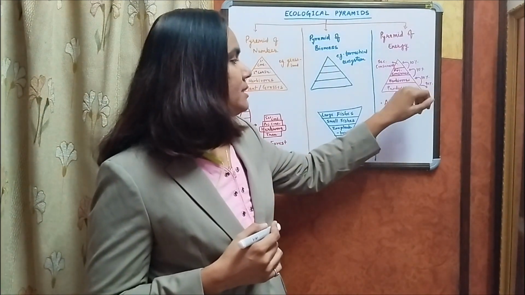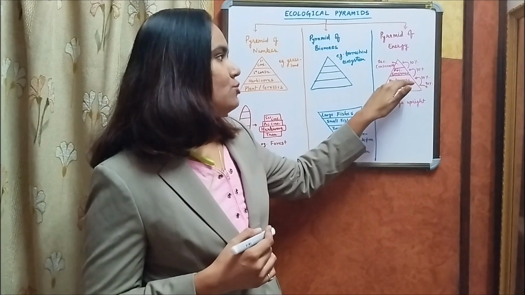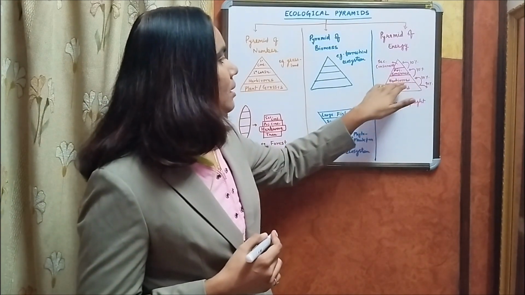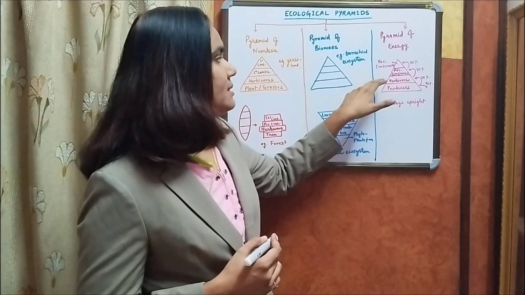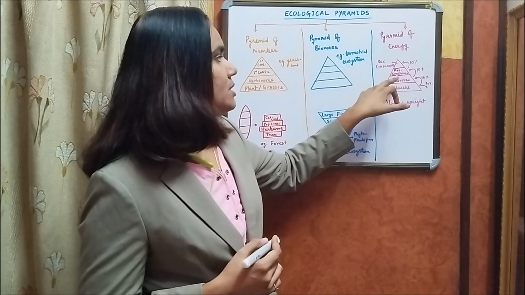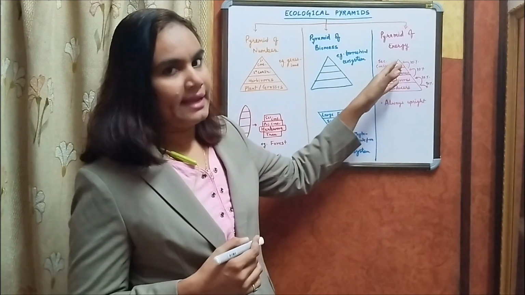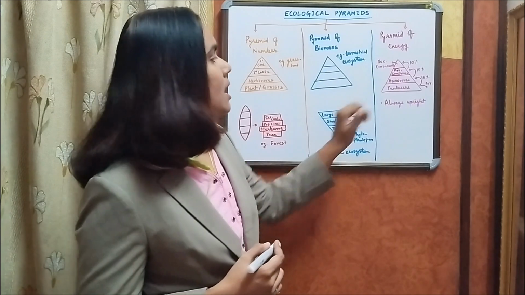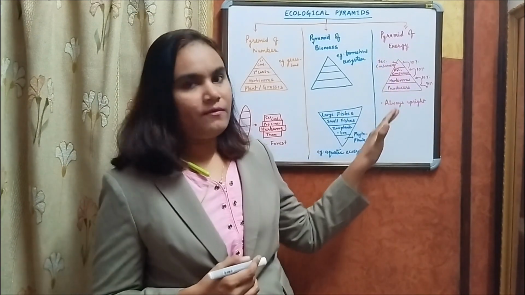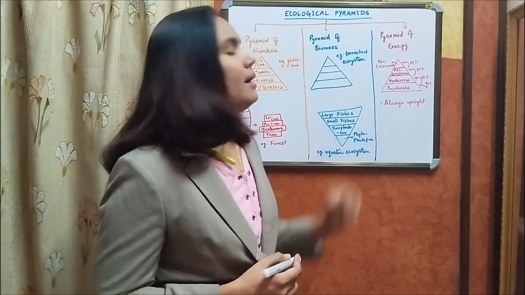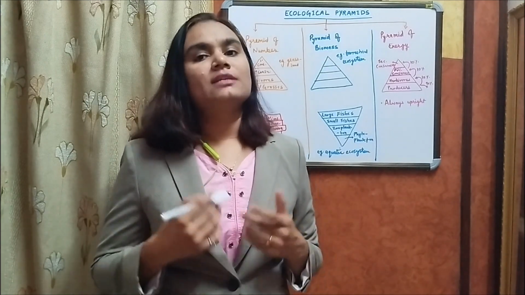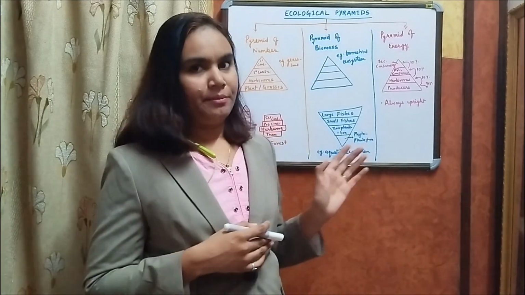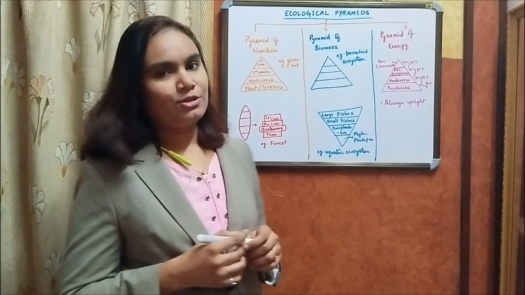Only 10% of that energy goes to next trophic level, and the amount of energy that is fixed in herbivores, only 10% of it goes to next trophic level, that is primary consumers. So the pyramid of energy always take this upright shape, and it is considered as most accurate form of pyramid. So this was all about ecological pyramids.